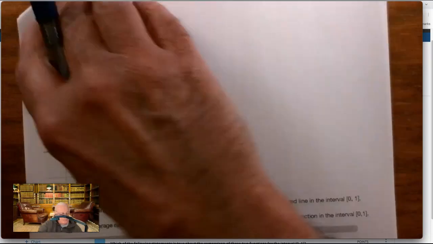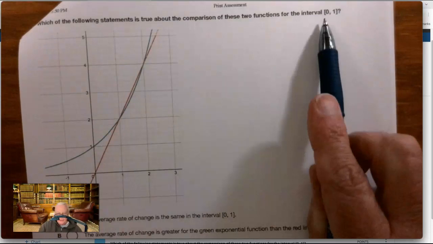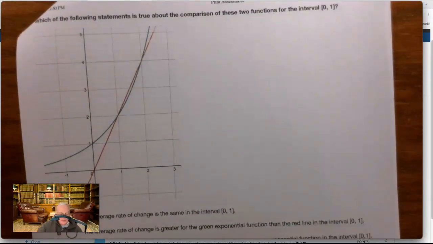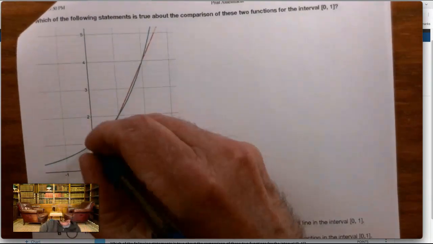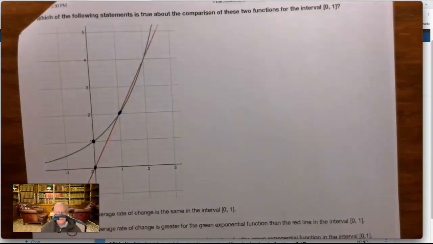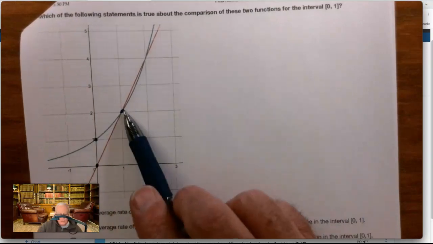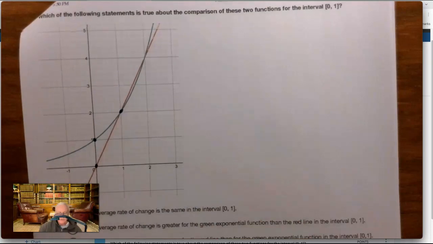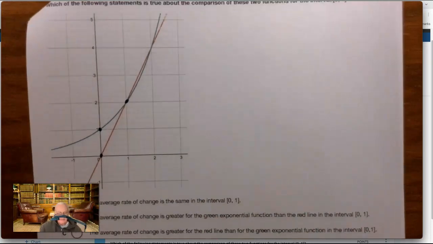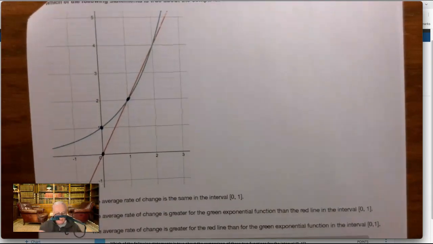All right. Now we're comparing the interval. These are two different functions between 0 and 1. Here's 0. The red starts here and the green starts here. And at 1, they end up at the same place. The green went up 1, but the red went up 2. The red went up further. Again, the green is exponential and the red is linear. The red goes up further in that interval.